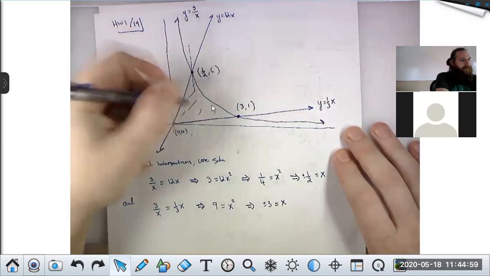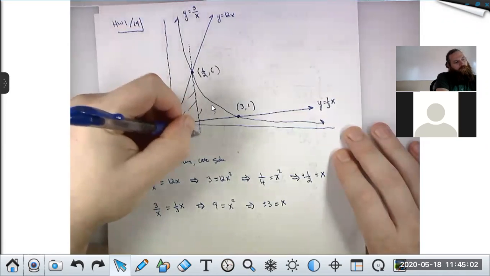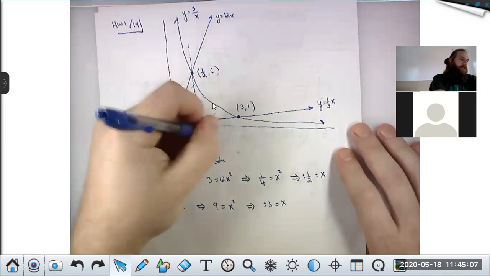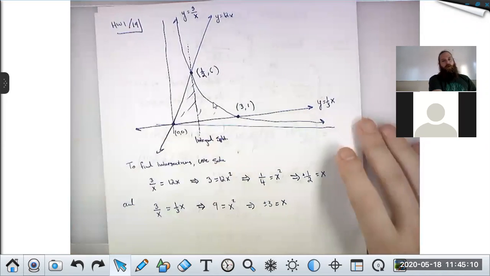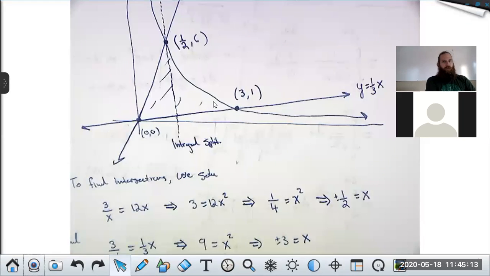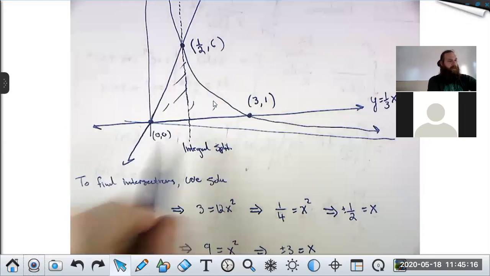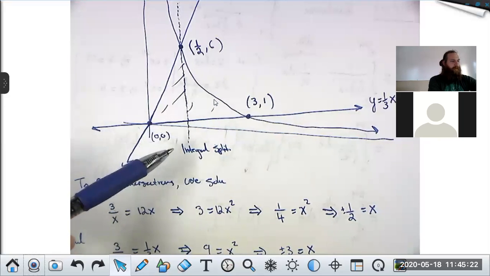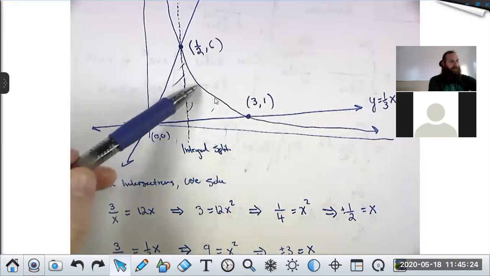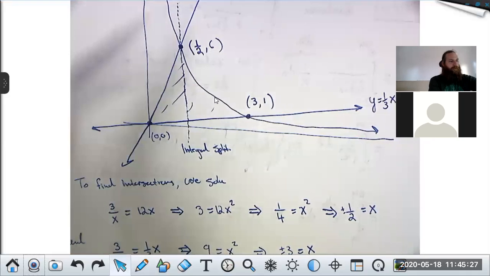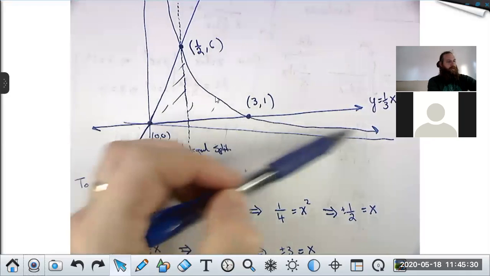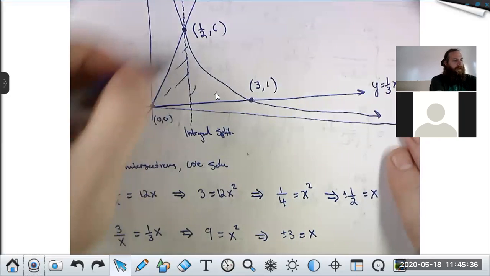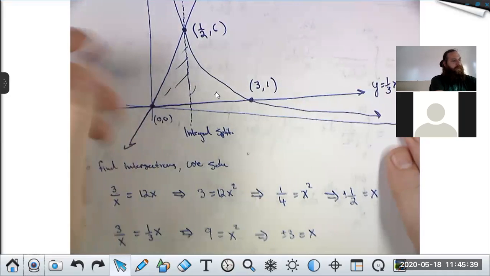If I look at this region, who is upper and who is lower depends on where you're looking. So right here, we're going to have to split up the integral. To the left of this vertical line that I've just drawn in, this curve is my upper and this curve is my lower. To the right of that vertical line, this curve is my upper and this curve is my lower. So this guy, remember, is 3 over x, and this guy is 12x. So from 0 to 1/2, my upper is 12x and my lower is 1/3 x.